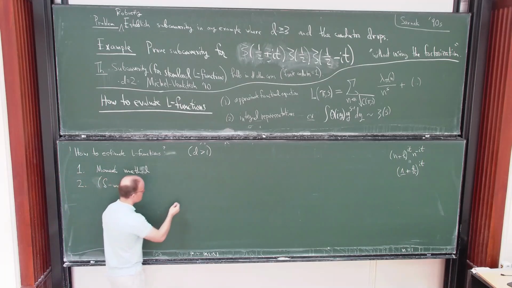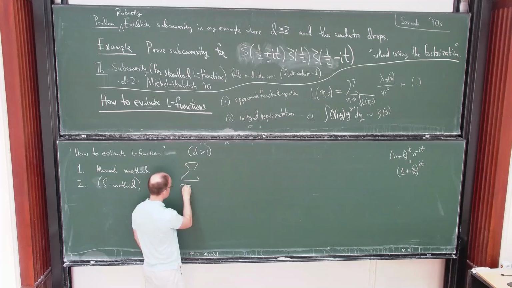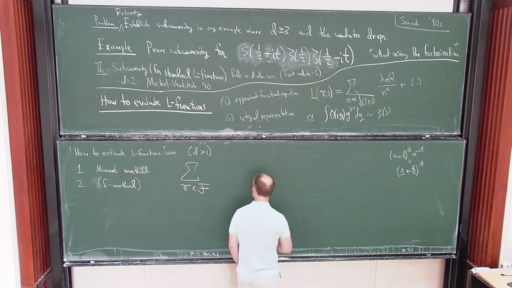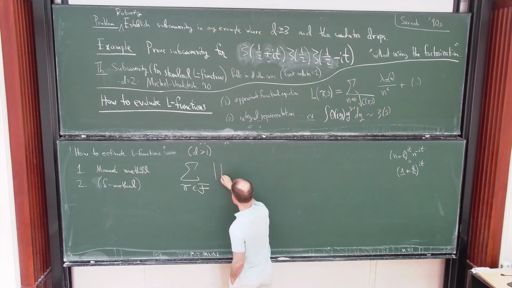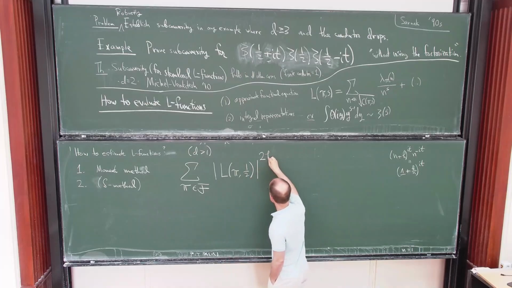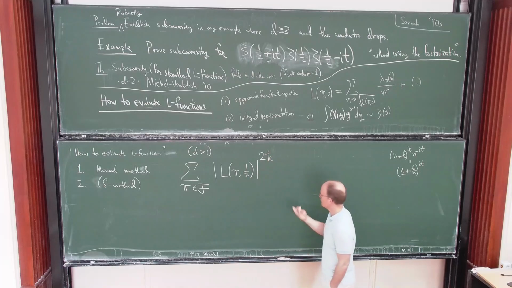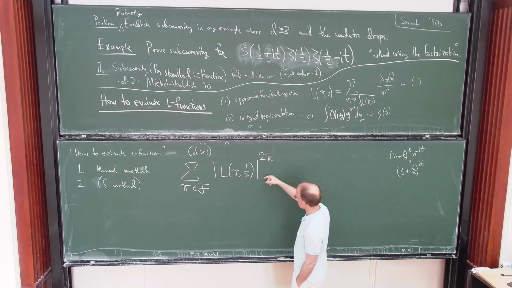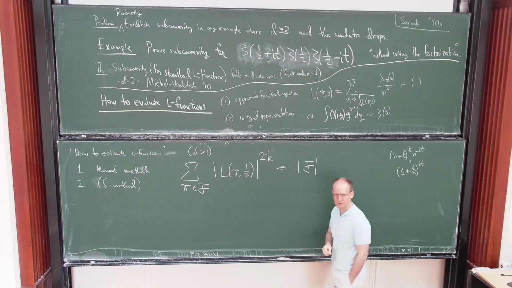So what does the moment method consist of? You write down a moment. F will be a family of pi's, and maybe you take the 2kth moment of some family like this, and you try to estimate this. Maybe you conjecture, based on the Lindelöf hypothesis, that this has size comparable to the size of the family F.